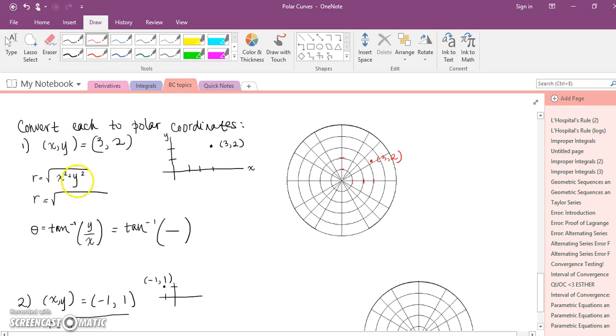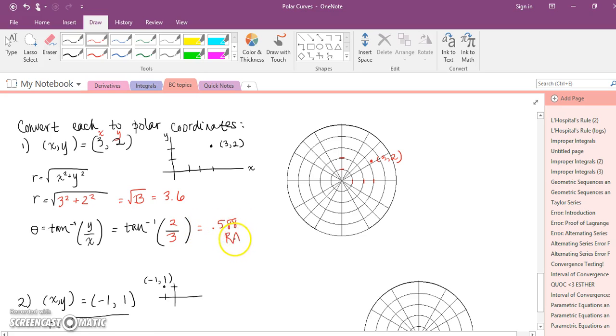So if I'm going to find r, then that's the square root of my x squared plus my y squared. So that'd be 3 squared plus 2 squared. That'd be the square root of 13. I'm going to go to decimals just so when I compare them, I can see it easier. That's about 3.6. Now, my theta is tan inverse of y over x, so that'd be tan inverse of 2 over 3. That would be about equal to 0.588.